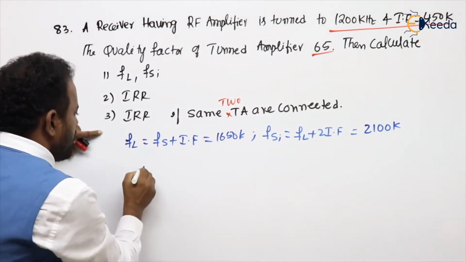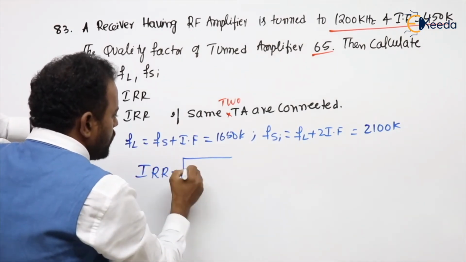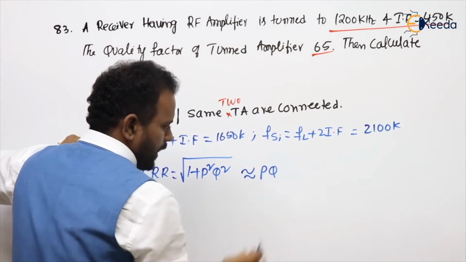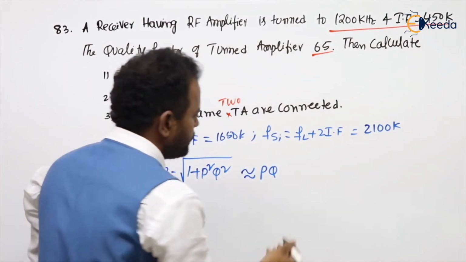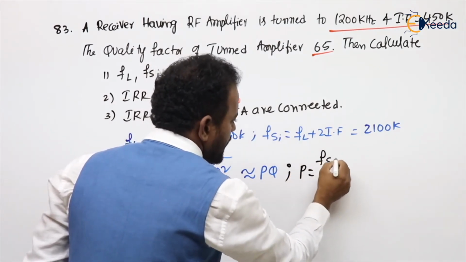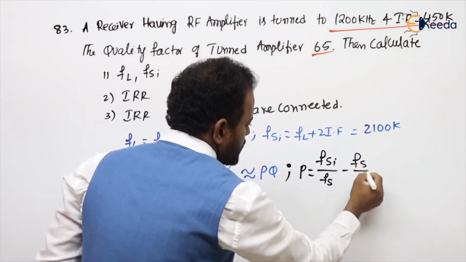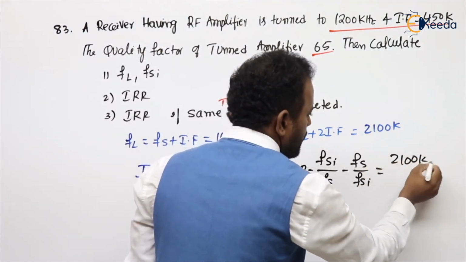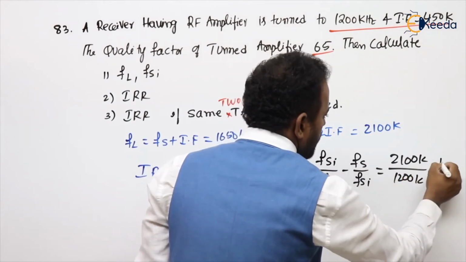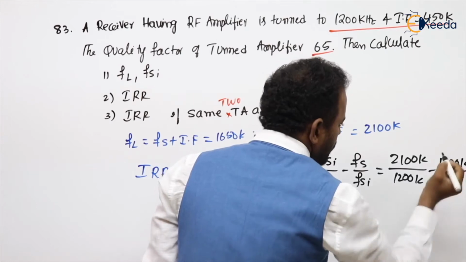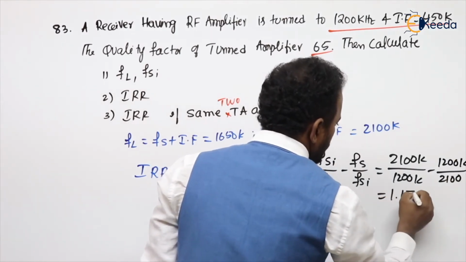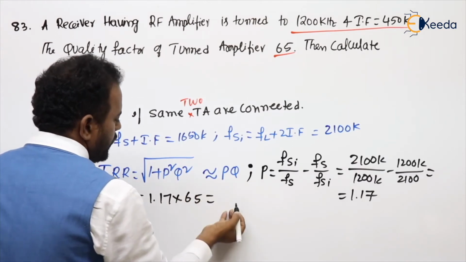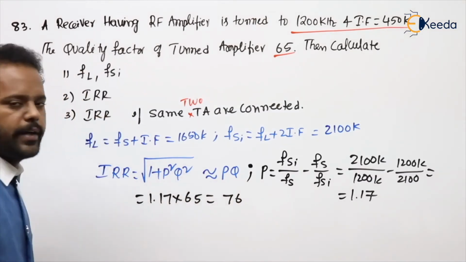What is the IRR? IRR equal to root of 1 plus P square Q square. I already told you approximately PQ also you can write. What is the P value? P is nothing but FSI by FS minus FS by FSI. Already both values we got above. FSI value 2100K by FS value 1200K minus 1200K by 2100K. Calculate, you will get 1.17. Then 1.17 into 65, you will get approximately 76.